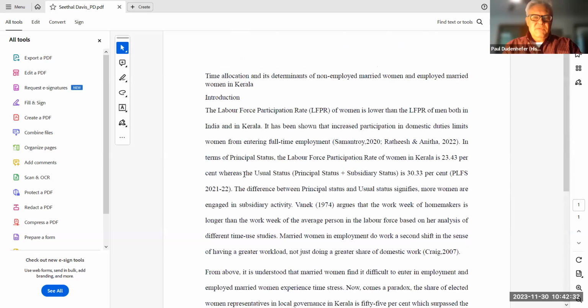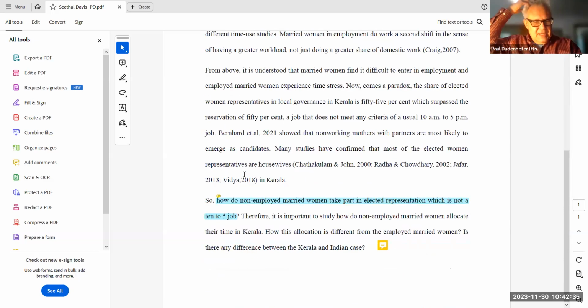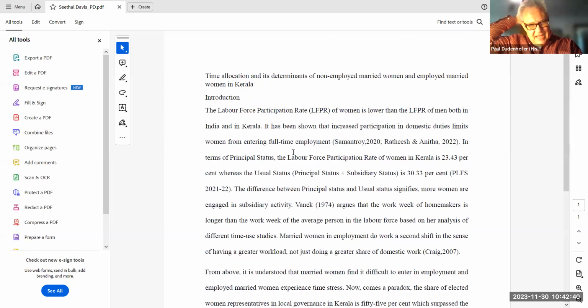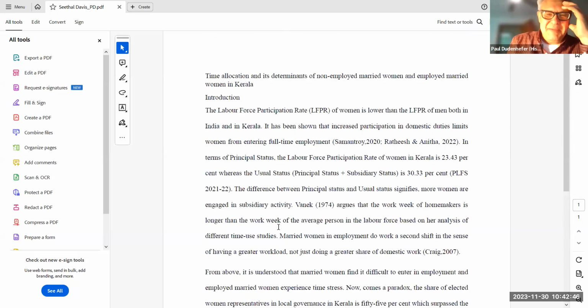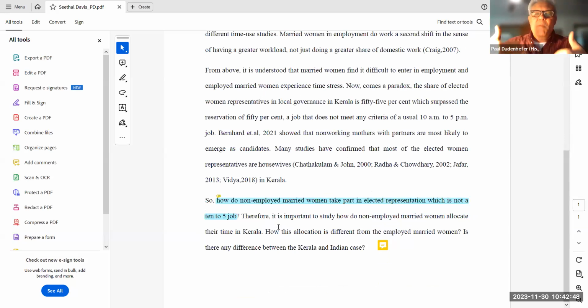So I mean, I wish I had your whole introduction because that might have been helpful. The questions that I came away with were, how does this relate to the literature? Why Kerala? And so you tell me that Kerala has a higher percentage of women in representation than other states.